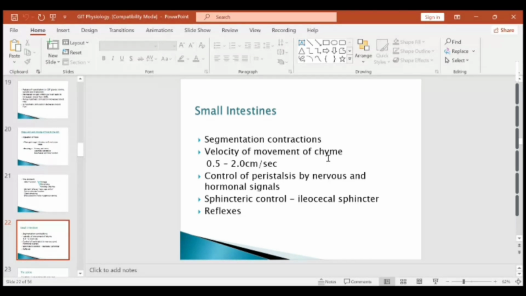Another way, the simplest way, is simply to see whether the patient is able to pass flatus, because the ability to pass flatus means we have the activity of the GI.